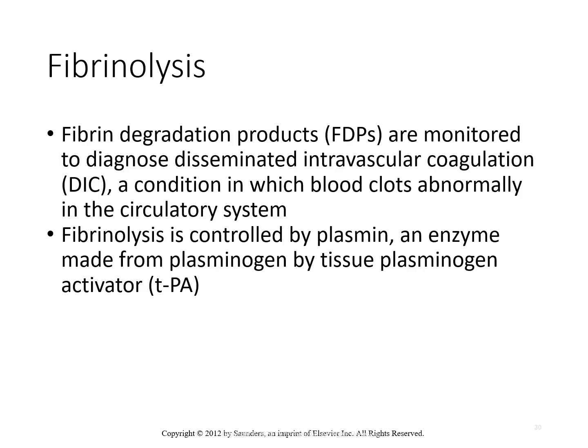And then the last step is fibrinolysis. So we have fibrin degradation products that are monitored to diagnose disseminated intravascular coagulation, or basically when your body produces clots uncontrollably, which we don't want in our body. Fibrinolysis is controlled by plasmin, which is an enzyme made from plasminogen by tissue plasminogen activators. So as the wound starts to close and the tissue starts to be repaired, the fibrin starts to break down, and that is what's known as fibrinolysis.